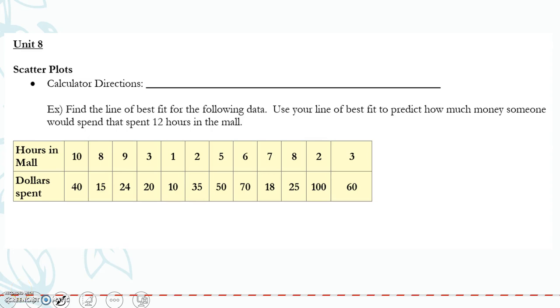Alright, the next unit is on scatter plots. So the calculator directions: the first thing you do is hit stat and then edit, which is 1. After you do that, you put in all of the information from the table, and then you have to make sure that your plots are on.